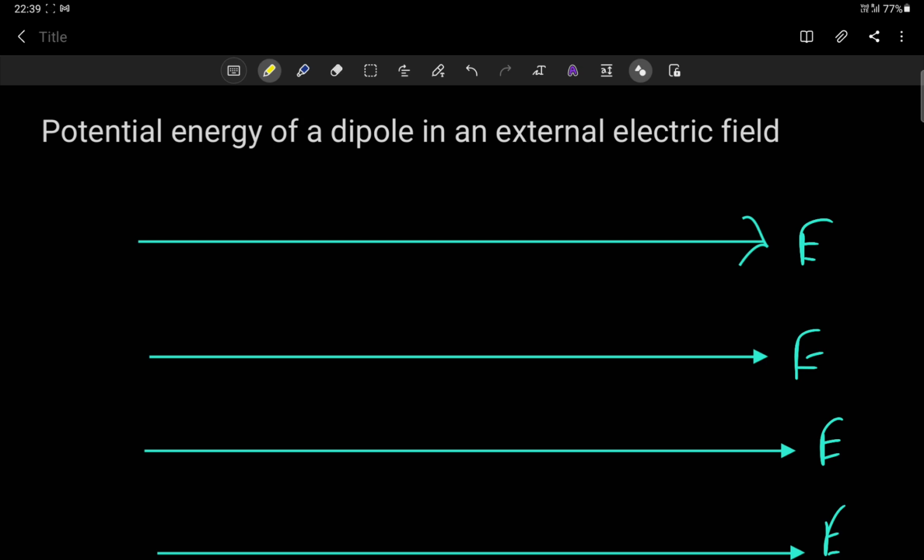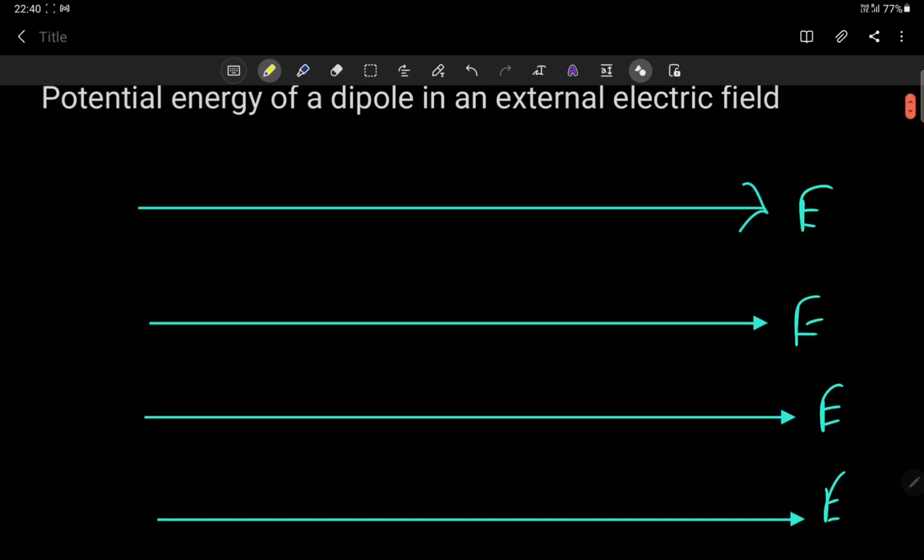Now, suppose these lines, what you can see, are electric field lines, and suppose in these electric field lines, you have a dipole. Suppose this is your dipole, and here you have a plus q charge, and here you have a minus q charge, and this dipole makes an angle theta with the direction of the electric field. What is the direction of the dipole? You know that the direction of the dipole is from negative to positive. So this is your direction of the dipole moment P, from negative to positive.